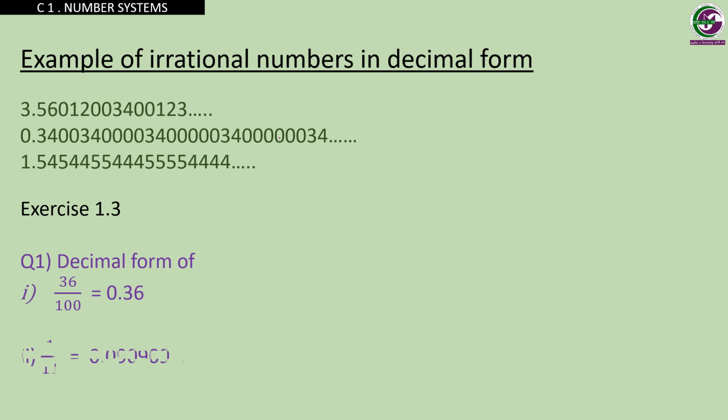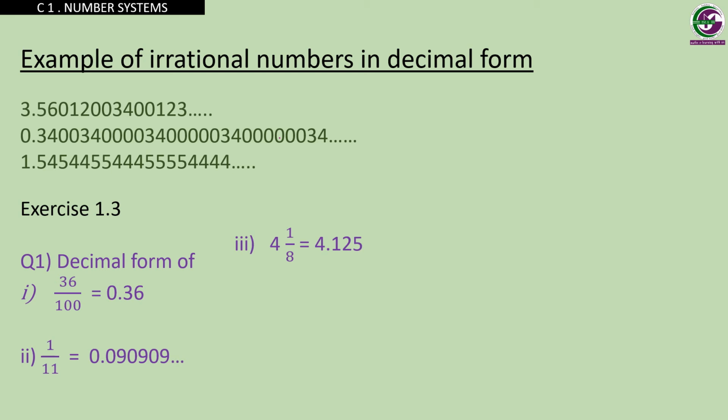Just move the decimal. Now 1 by 11 you can only do it by the division method, and you can see that it is repeating. 0.0909 is repeating. So we studied that rational numbers can repeat, or like the first question, it can end.